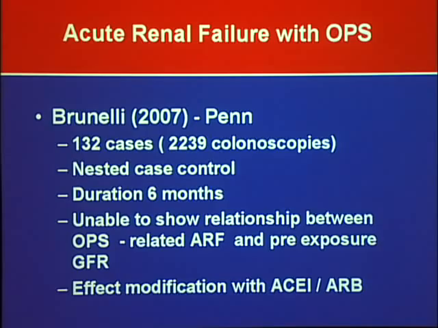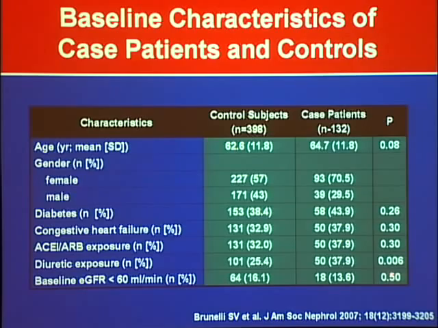So this is a study from University of Pennsylvania, 132 cases, there were 2,000 colonoscopies, duration of study was 6 months. They were unable to show any relationship between phosphate-related acute renal failure and the pre-exposure GFR, and that fits my way of thinking. I think the risk factor for this disease is having kidneys. And many of our patients don't, so that's good too. You can get it from enemas from below or above, because you can transport phosphate through the colon as well. The effect modification they did show by ACE inhibitors or ARBs, which is another way to say the kidney's ability to autoregulate has been thwarted.